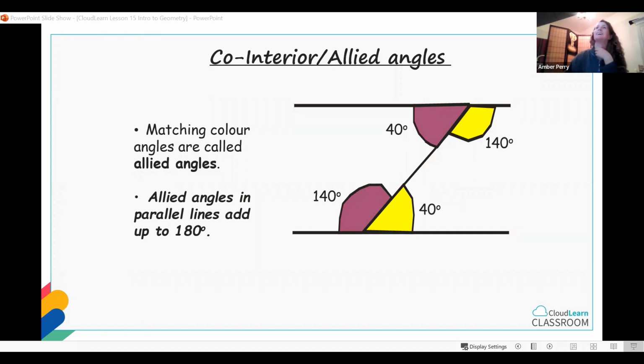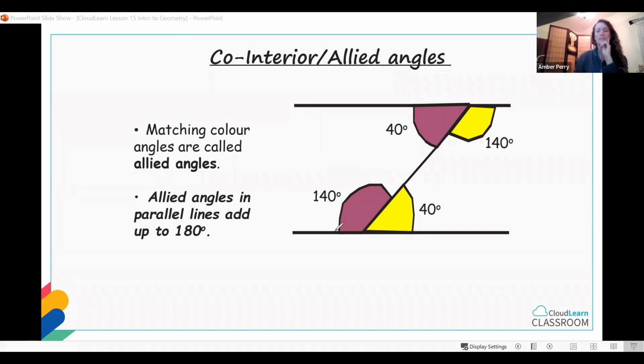Co-interior, brilliant. Okay, so that's what I tend to teach as well. If you see allied, it's exactly the same thing. We just have two words for it, okay? I think allied is more international, used in America, whereas co-interior is a bit more British. But apart from that, they mean the same thing. And they're slightly different because they add up to 180. They're the ones on the inside, okay?